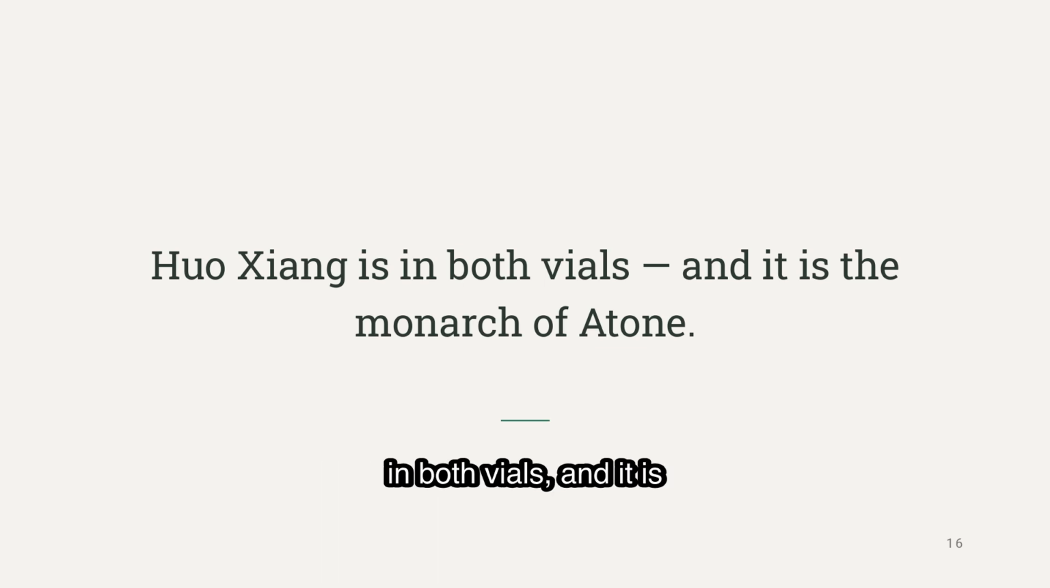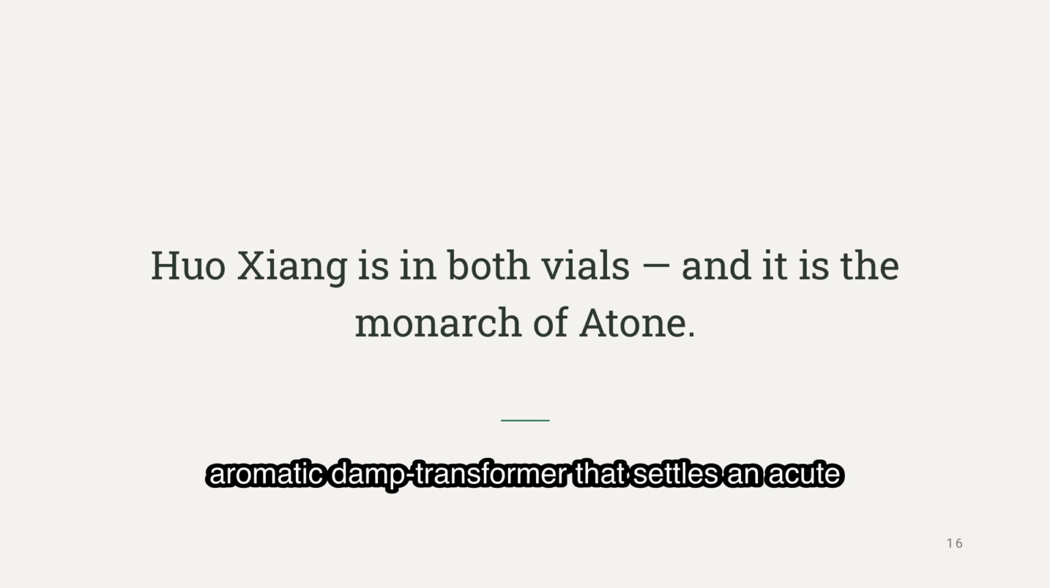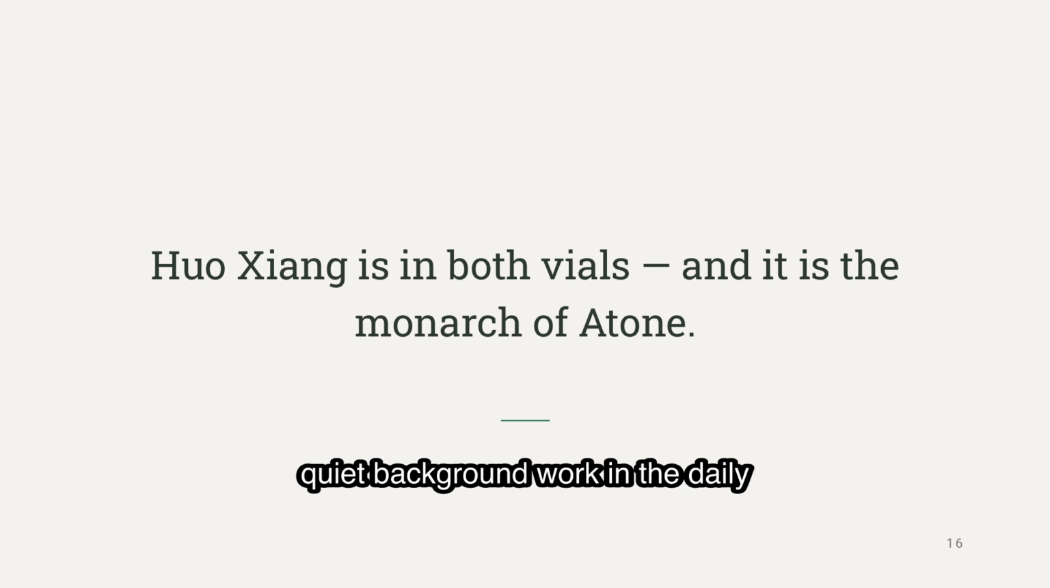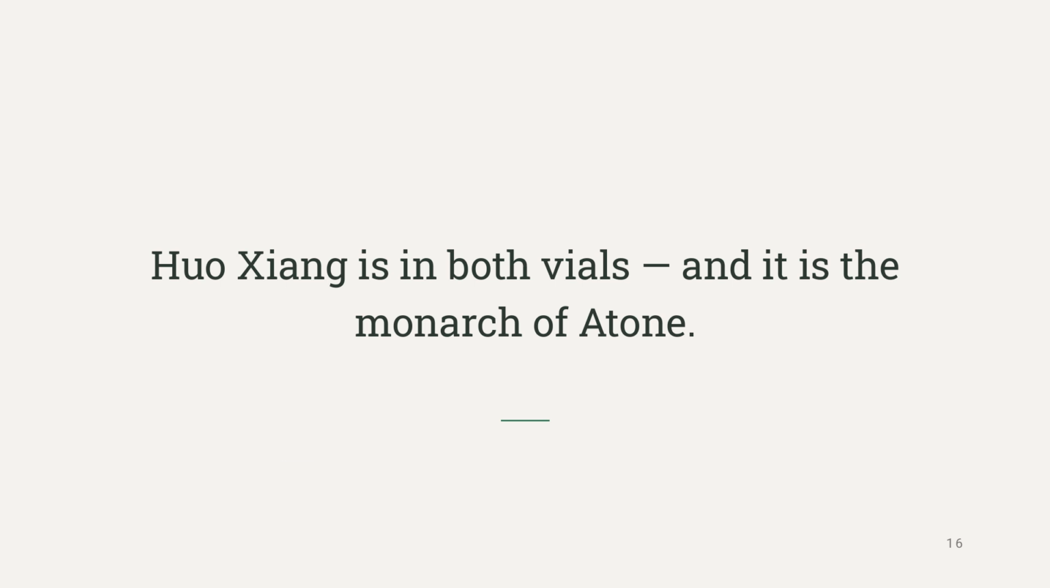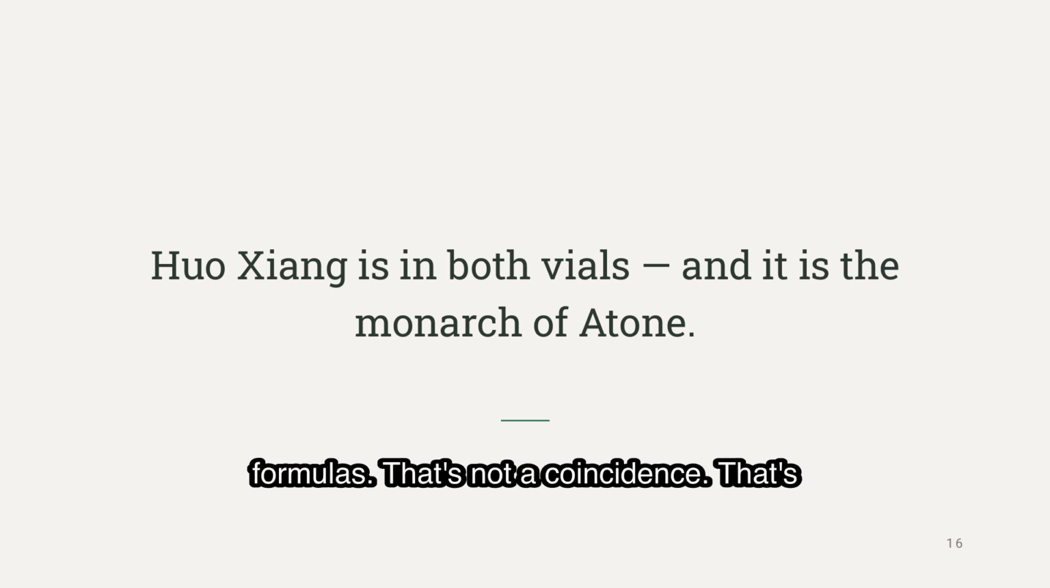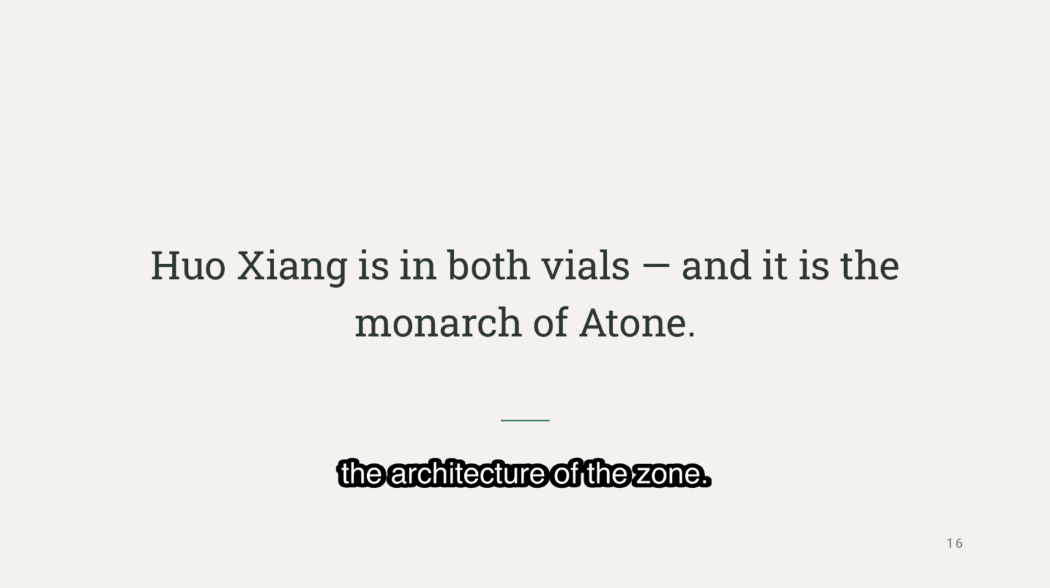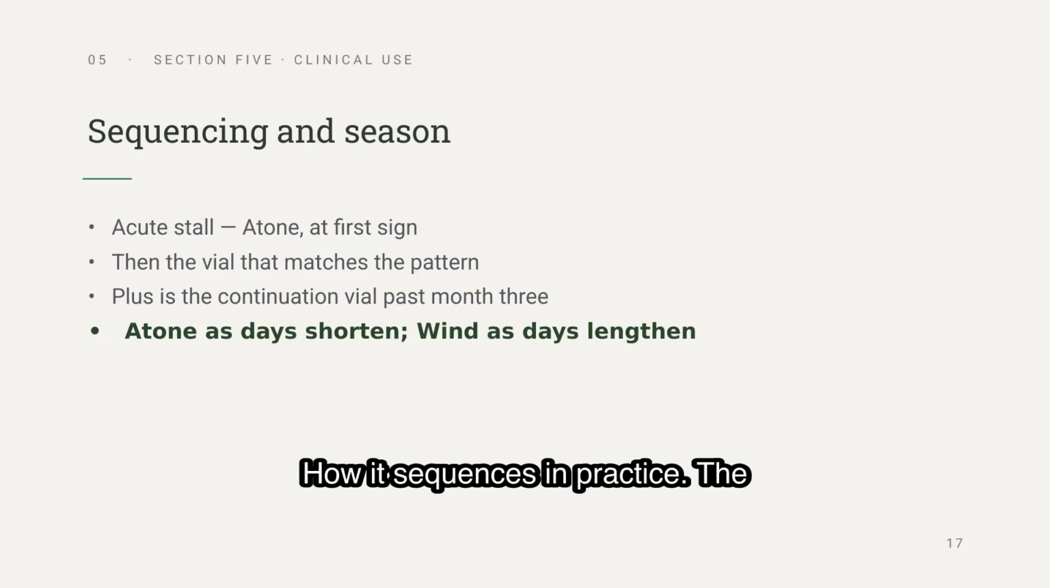And notice the through line. Agastache is in both vials, and it is the monarch herb of Atone. The aromatic damp transformer that settles an acute stall is the same herb doing quiet background work in the daily formulas. That's not a coincidence. That's the architecture of the zone.